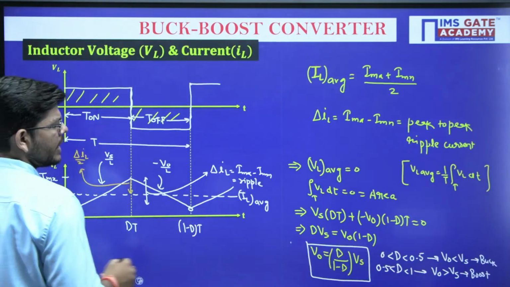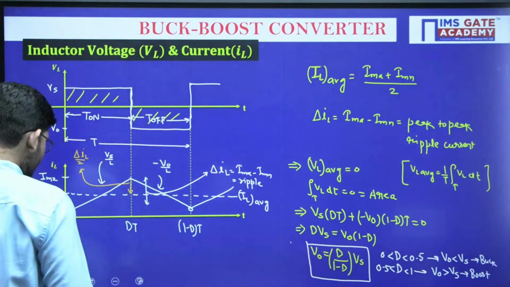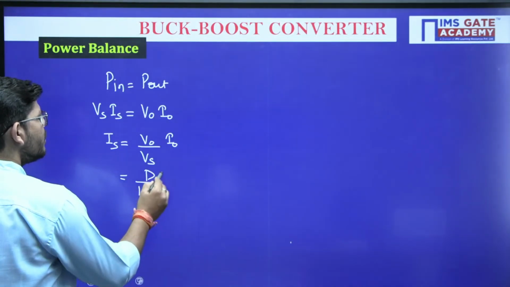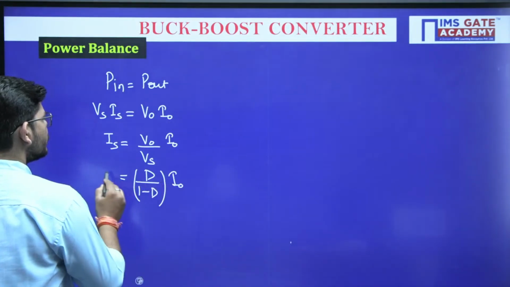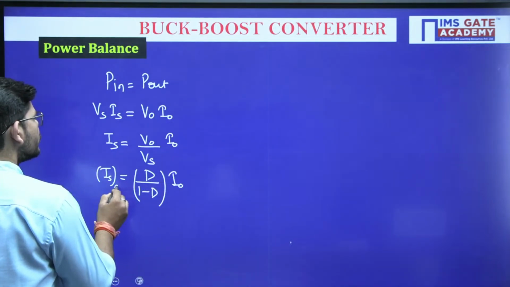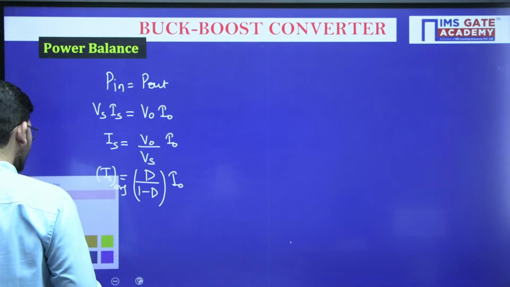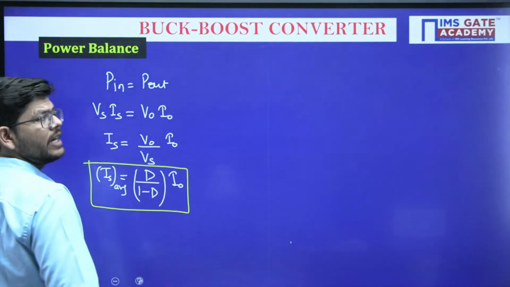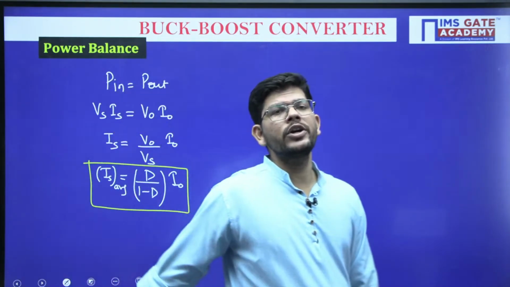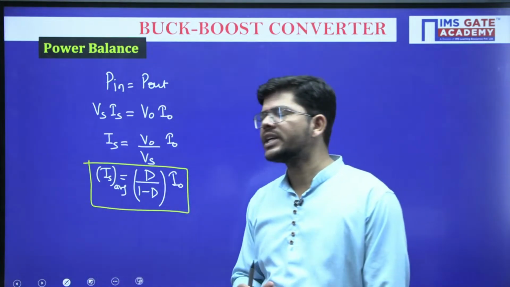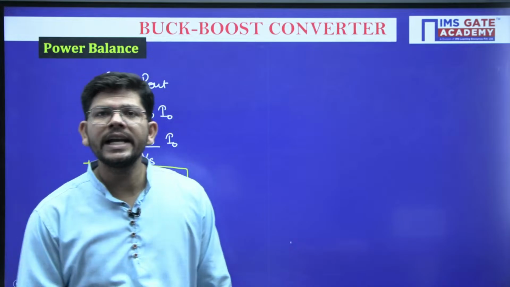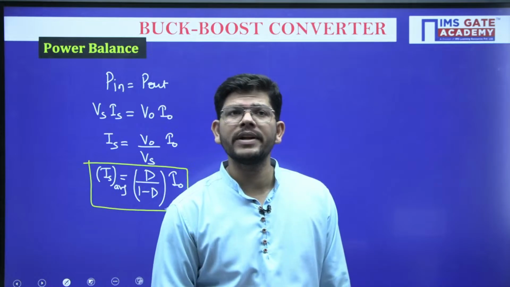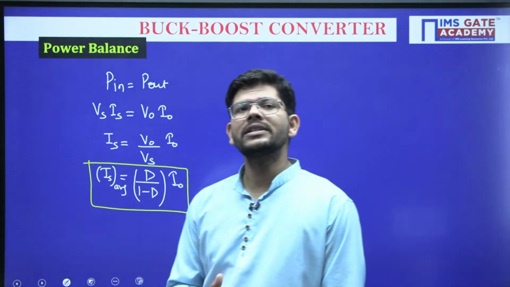Now how much will be V naught upon Vs? Right now we have derived an expression. V naught by Vs will be D upon 1 minus D. So what we will be getting is D upon 1 minus D times I naught. So this will be the average value of source current. Whenever you have to find out the source current, this is what you have to do. Source current is always found out through this particular action, power balance. Input power is equal to output power and you will get the desired value of source current.